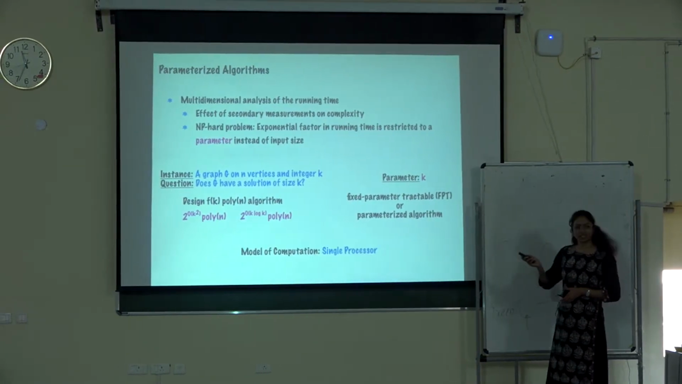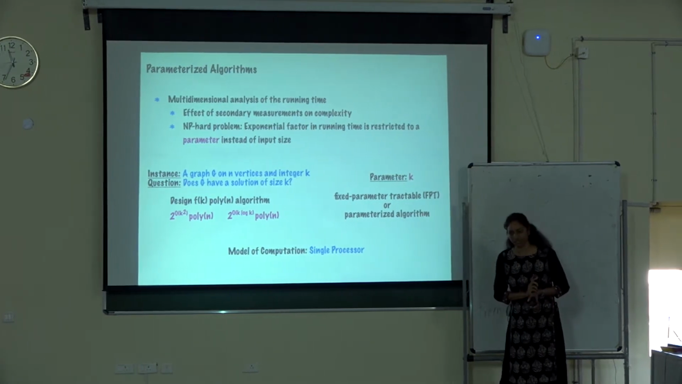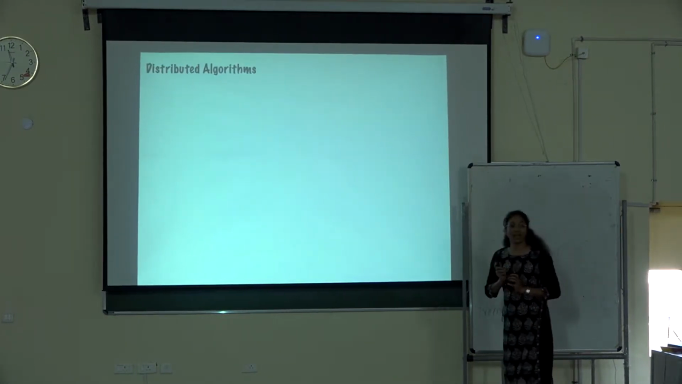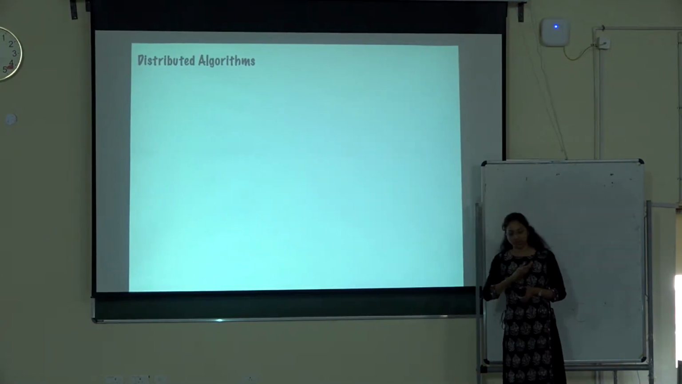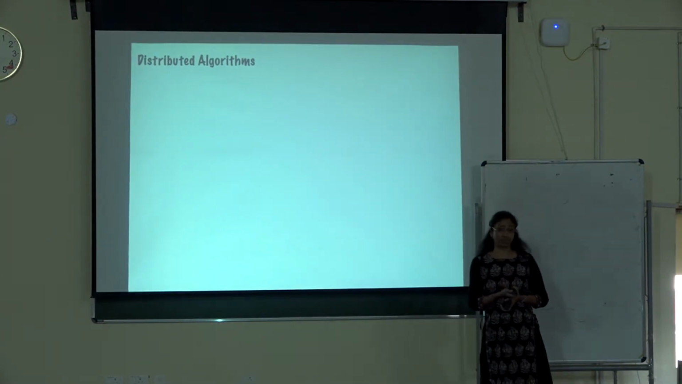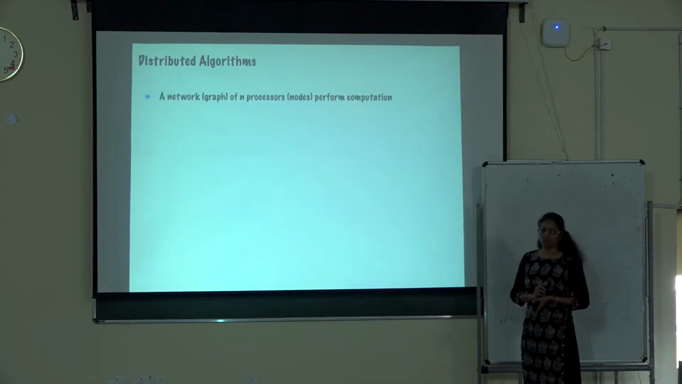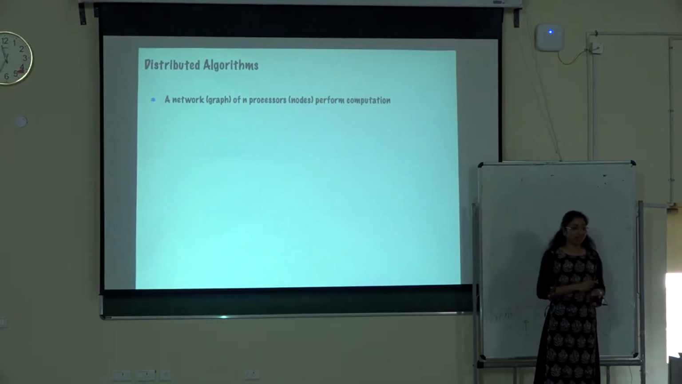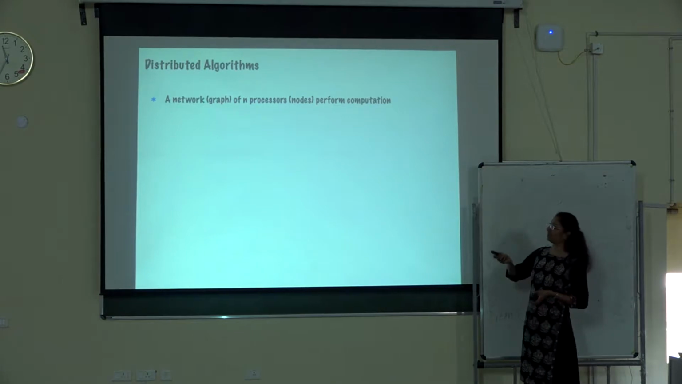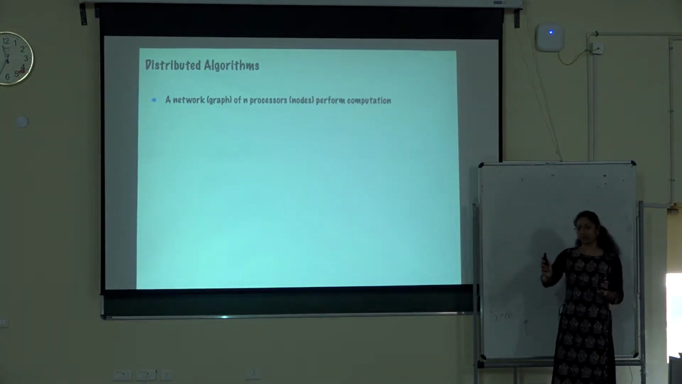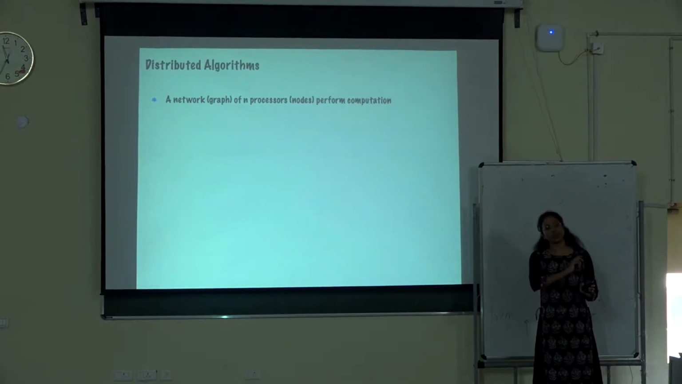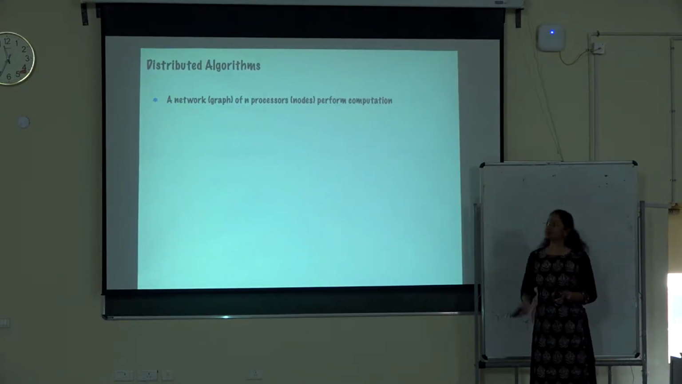And the model of computation is the usual one, the single processor computation. But now, what if we have multiple processors? What does that mean? That is one motivation to study distributed algorithms. So in distributed algorithms, what we have is not one processor, but a network of processors. Let's say we have n processors that perform the computation collectively. It's not one processor performing a computation, it's a group of processors performing a computation.